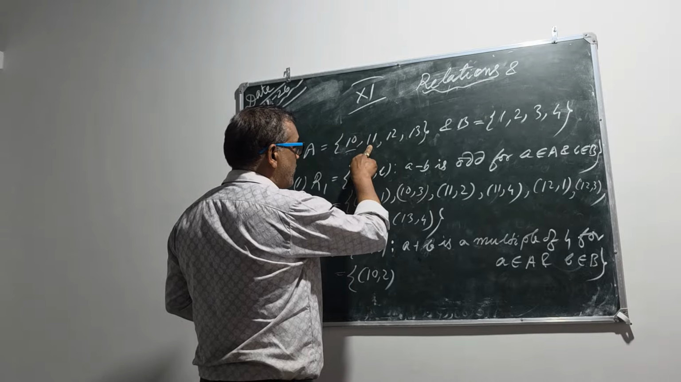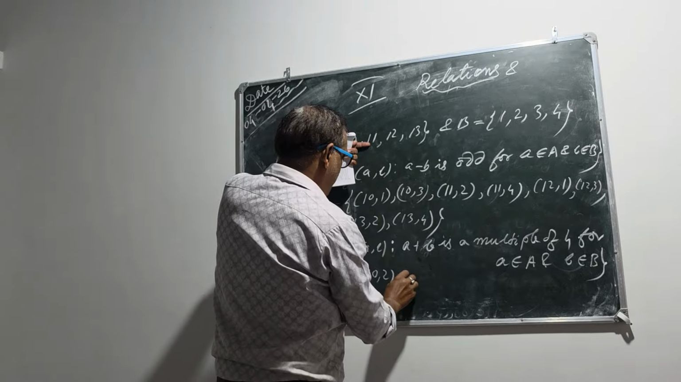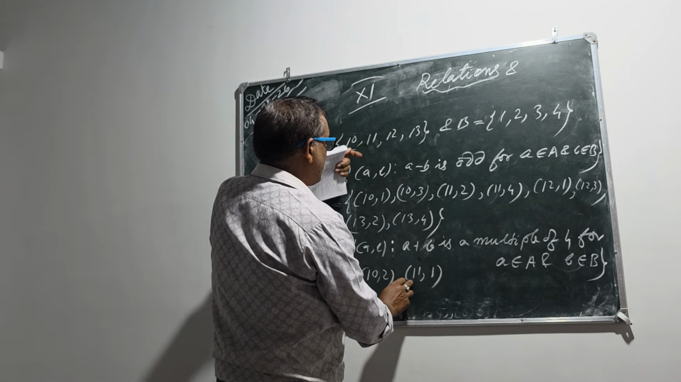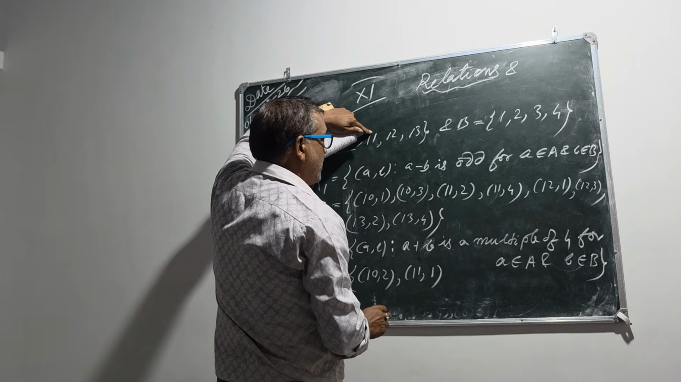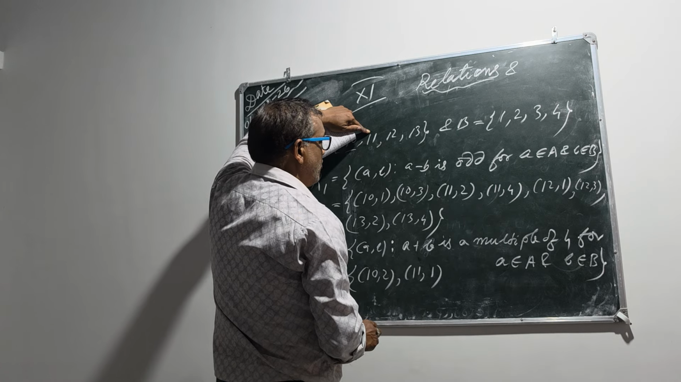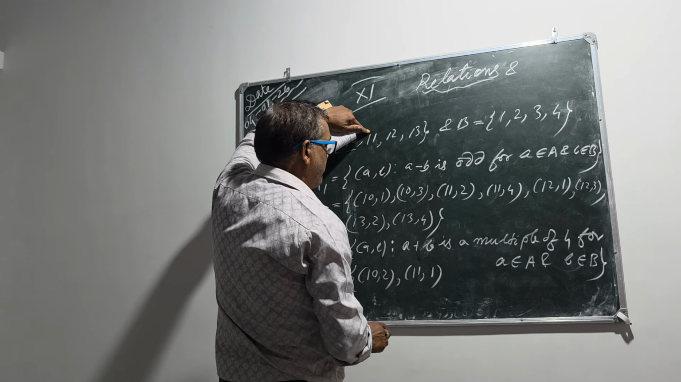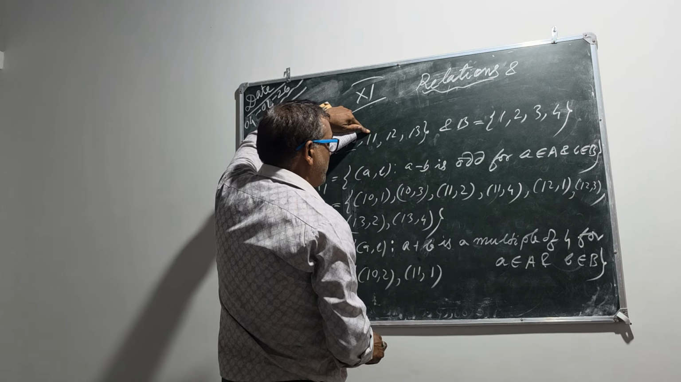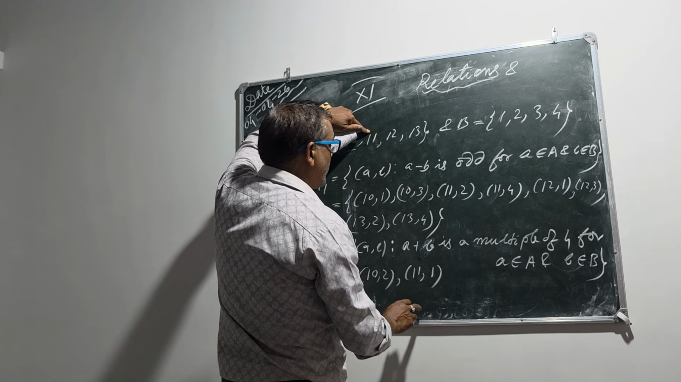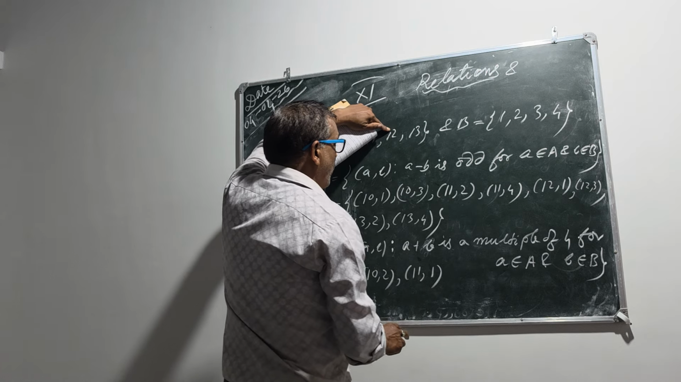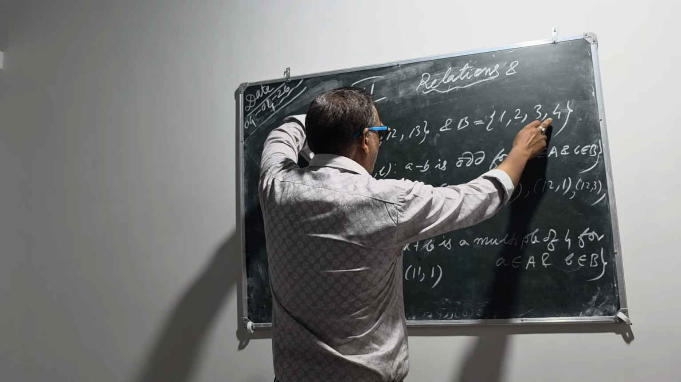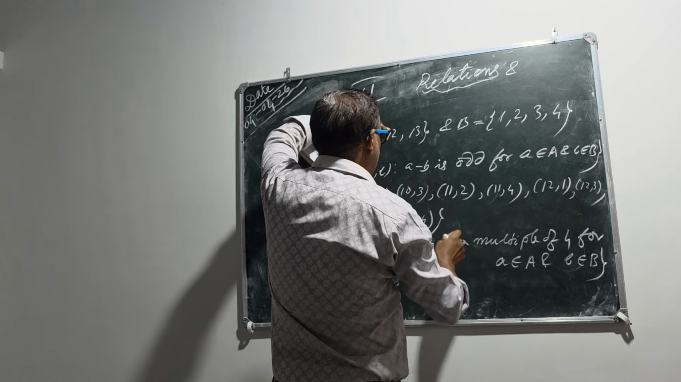Then 11 plus 1, (11,1). Then 11 plus 2 no need. 11 plus 3 no need. 11 plus 4 is 15, and 15 is also not divisible by 4, no need. Then 12,1 no need. 12,2 no need. 12,3 no need.